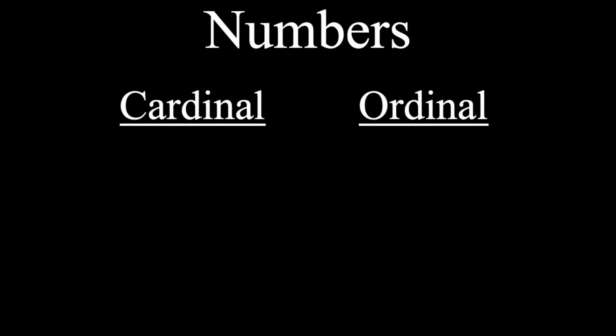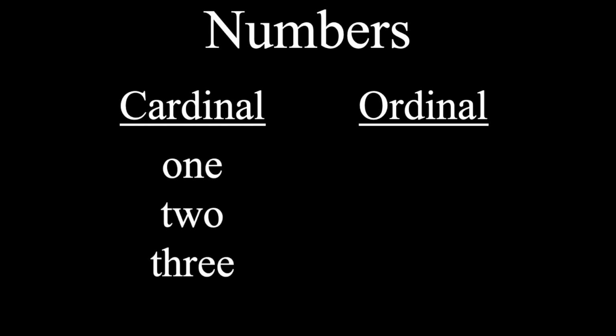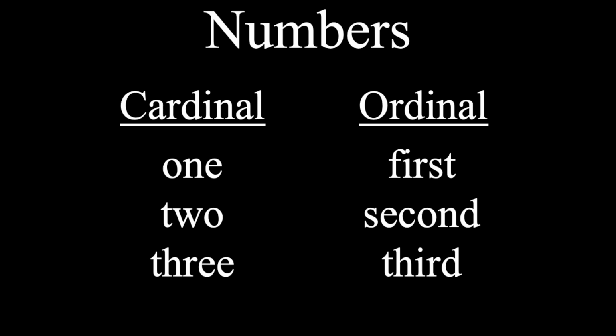Now we have two categories of numbers that we're going to deal with, those being cardinal numbers and ordinal numbers. Cardinal numbers are those that simply tell us the amount of something, so numbers like 1, 2, 3. Ordinal numbers tell us where something comes in an order, sequence, or ranking, so those would be first, second, and third, and so forth.